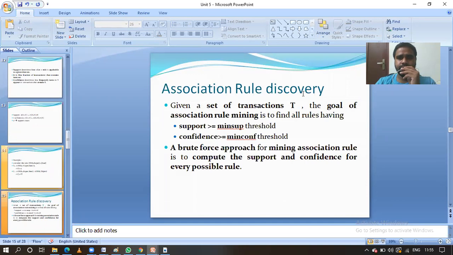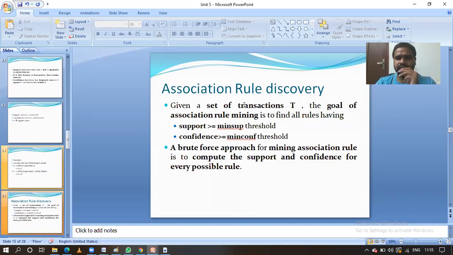Association rule discovery. For calculating the association rules, there are some rules. If transactions obey those rules, then we can take them as association rules, guys. How to discover the association rules?